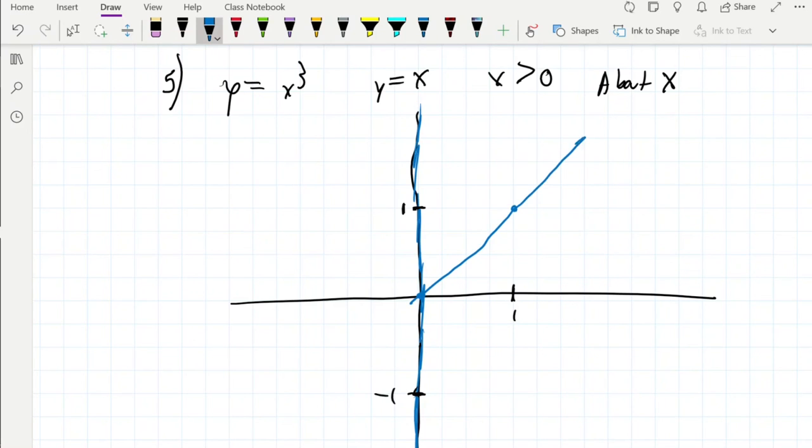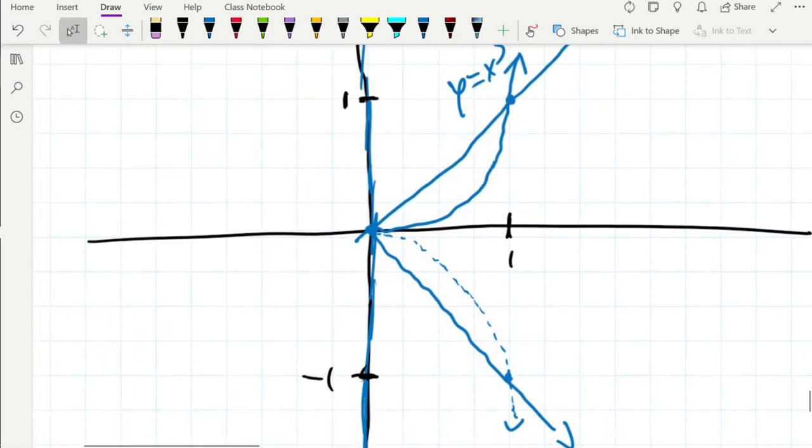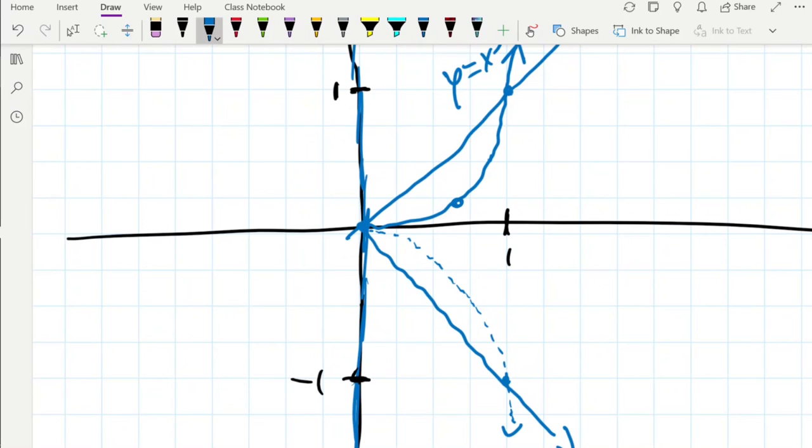So this is going to be the graph of the linear, so y equals x. And then y equals x cubed is going to be like this one right here. So when we draw this on the other side, we're going to need to use the washer method for finding little r and large R.